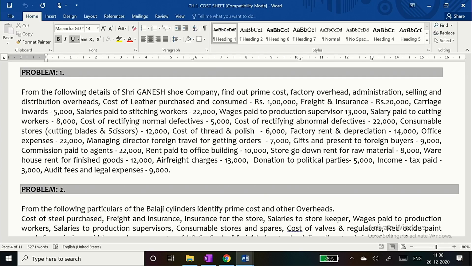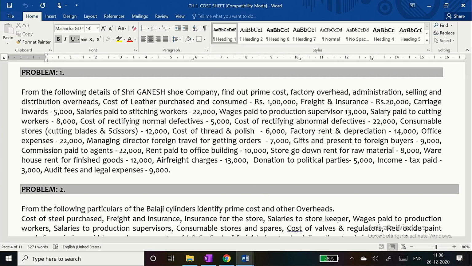Supervisor 13,000. Supervisor cannot be identified with that product. He is looking after so many products. Therefore, it is called factory overheads. Salary paid to cutting workers. Cutting is a production job. Direct wages. Cost of rectifying normal defectives.